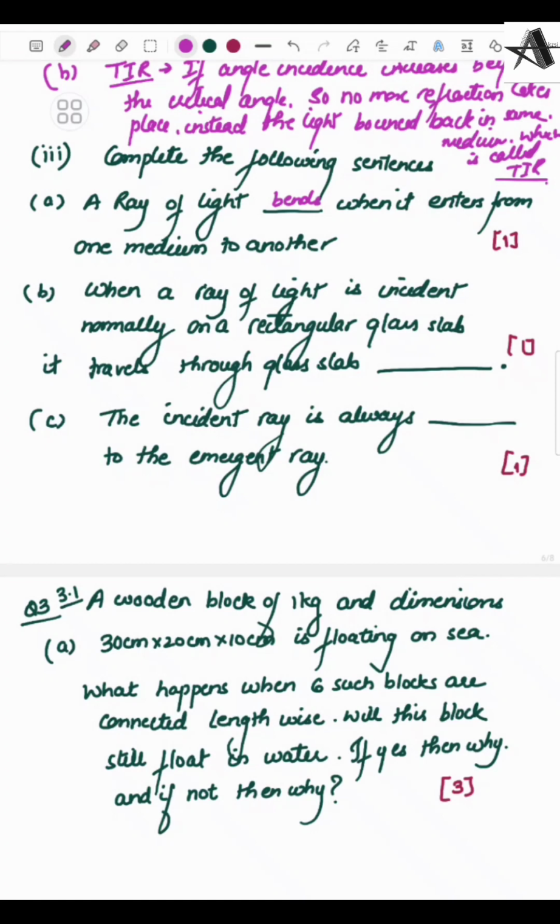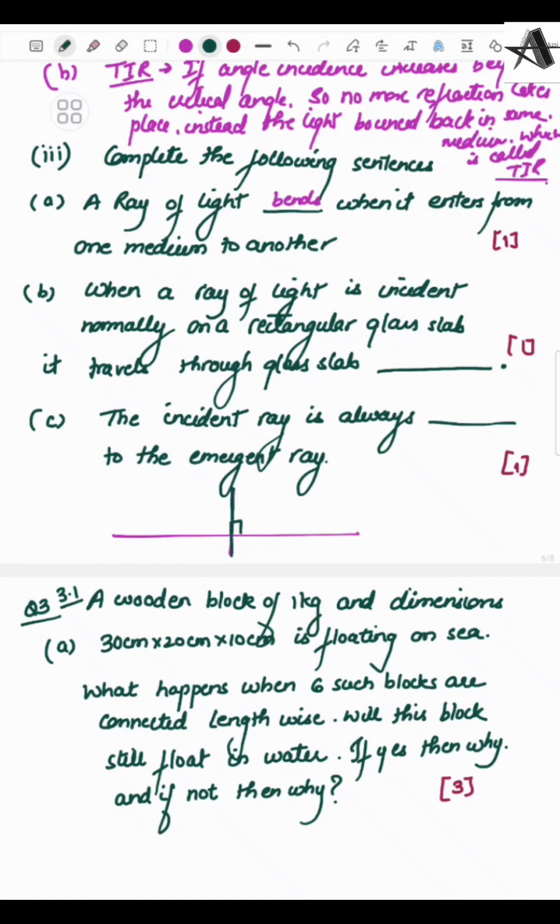When a ray of light is incident normally on a rectangular glass slab, it travels through the glass slab. See, this is your glass slab. We know this is a normal, which is an imaginary perpendicular line. Suppose a light ray falls on it. What will happen in this case? When a ray of light is incident normally, making 90 degrees to the glass slab, it travels through the slab undeviated. No bending will occur in this case.